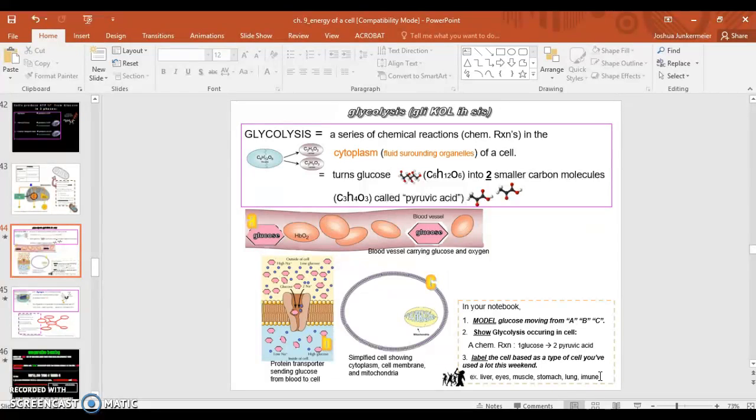So right now, if I was going to draw this picture of glycolysis happening in a cell, I would show 1 glucose becoming 2-pyruvic acid in immune cells, because those immune cells are working hard in my body and they're needing energy. And this process provides the energy.